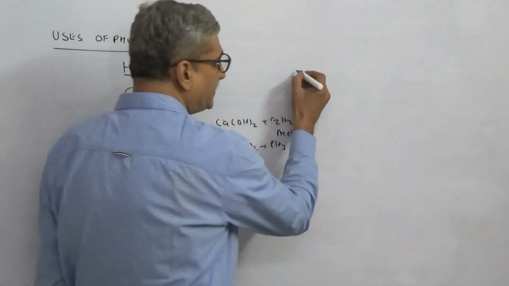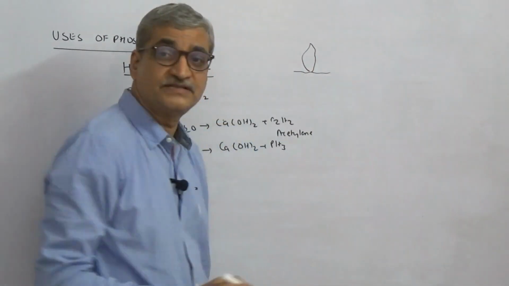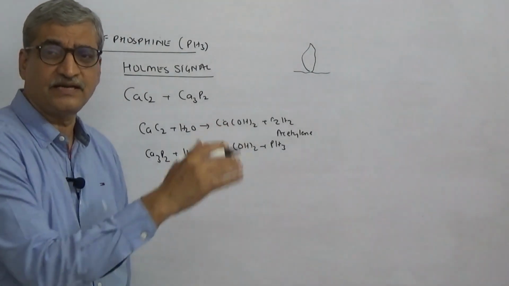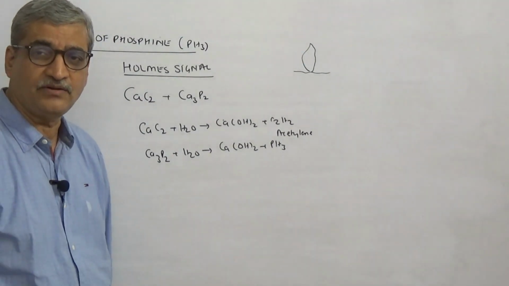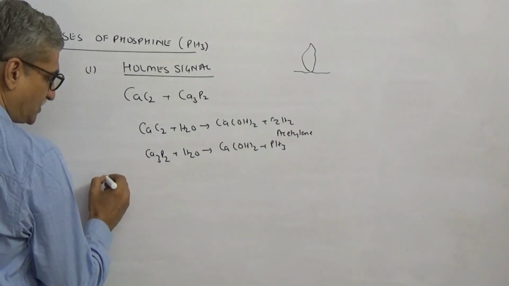So on the surface of the water there would be a flame which was very visible to the ship. And so they could navigate so that they were not hit by rocks and the ship hull would not get damaged. So this was one of the most interesting uses of phosphine.